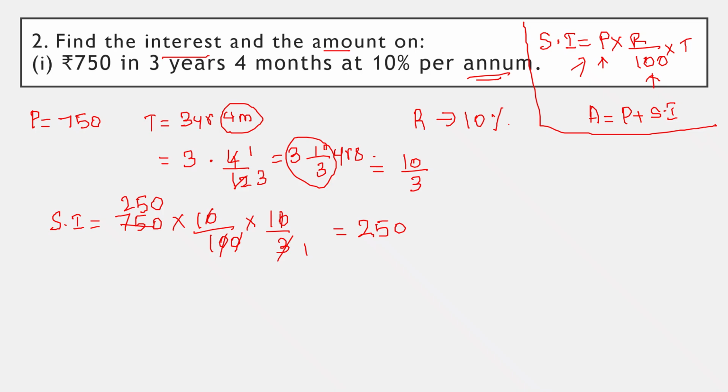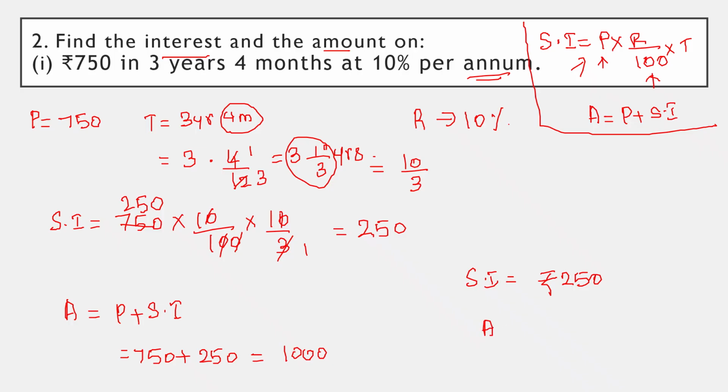We still need to find the amount, right? So amount is equal to principal plus simple interest. What is our principal? As per the question, it is 750. And what about the interest? We have found it's 250. Together it's 1000 rupees. So what is the answer for this first question? Simple interest is equal to 250 rupees and amount is equal to 1000 rupees.